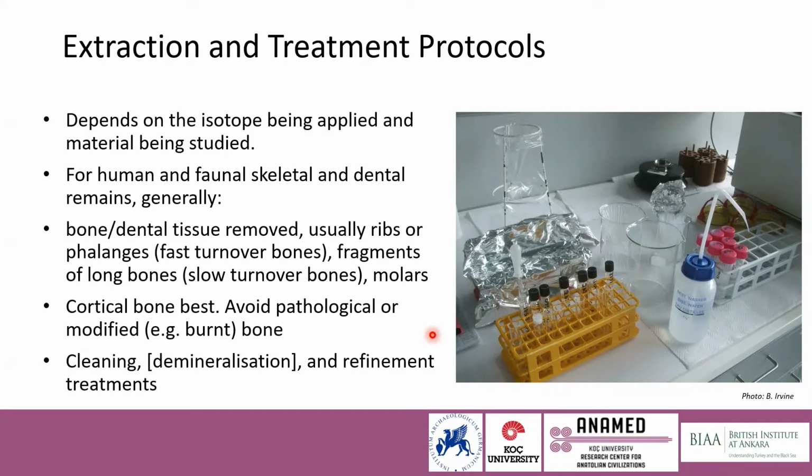You can't just simply take a bone or a tooth and run it through a machine and expect to get results. But this does depend on the isotope being applied and also the material being studied. So for human and faunal skeletal and dental remains, the first step would be to remove a sample. You don't need the whole bone or the whole tooth, you need part of it. Usually about 5 grams is enough, more than enough, but you don't have to remove more than that.